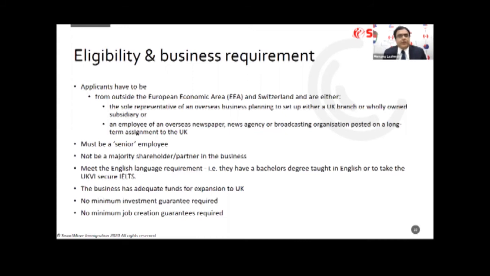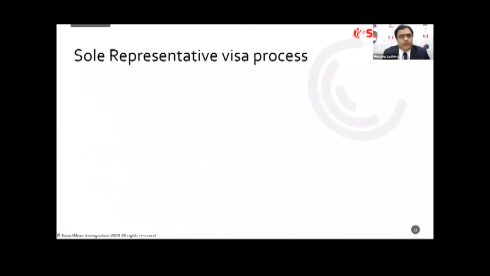Because by very definition, what the company is saying is, we're nominating one person to enter the UK and set up a branch. We're not committing to say we're going to hire 10 people in the UK, we're going to hire 20 people in the UK, and it doesn't even play a part in the decision making. And that's what makes it so interesting for businesses to try this out.